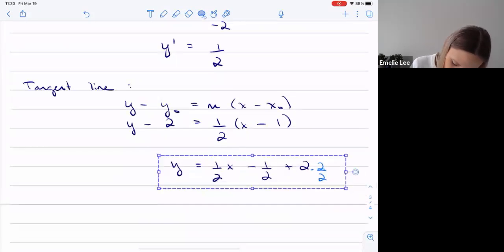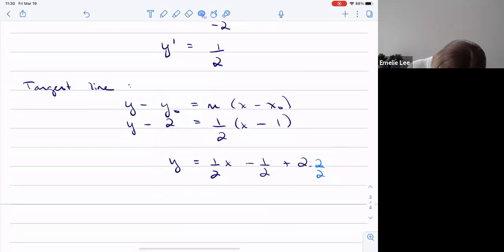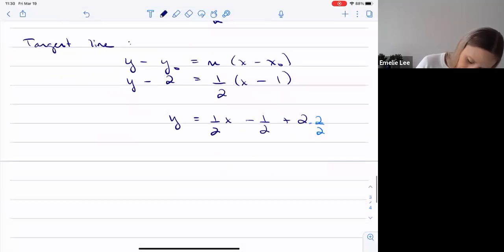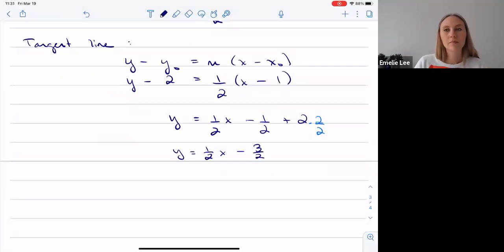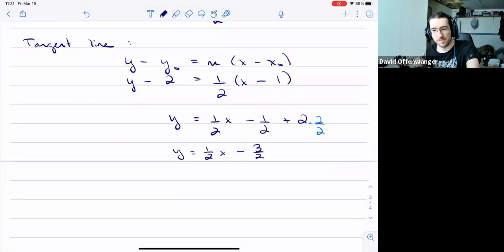So let me just bump it up so I can have. So I had to force a common denominator. So now I get -1 + 4 over 2, putting me at an overall line of y equals 1/2 x minus 3 over 2. Plus 3 over 2.